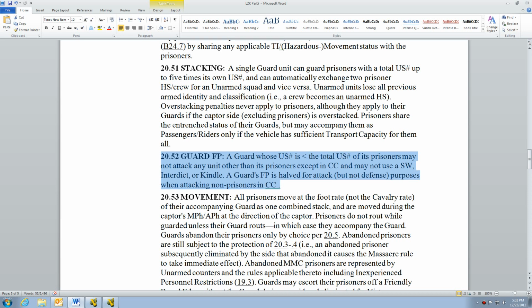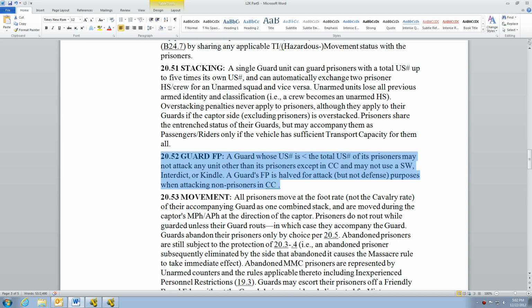But if your guard unit has to be fighting anyways, then you might be in more trouble in this scenario to begin with. Guard's firepower is half for attack purposes when attacking non-prisoners in close combat as well. So if your guard unit is going to be a target by your opponent, so he can try to get all these units back, he's going to be forcing units to come up and try to close combat your guard units to try and get his units back.